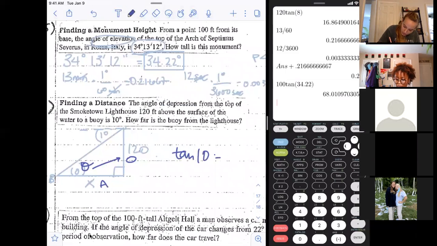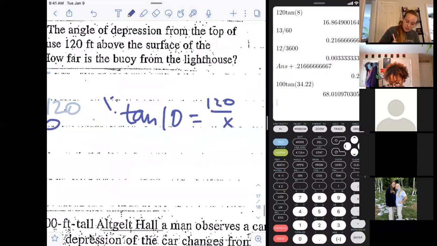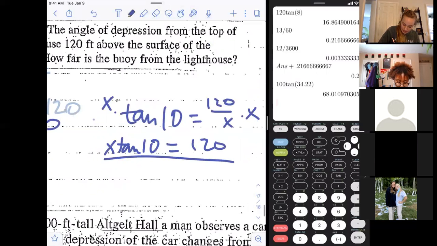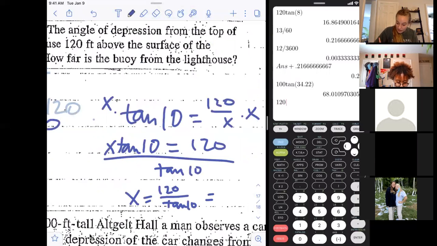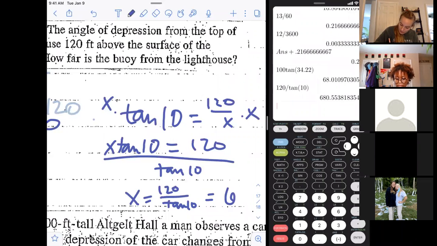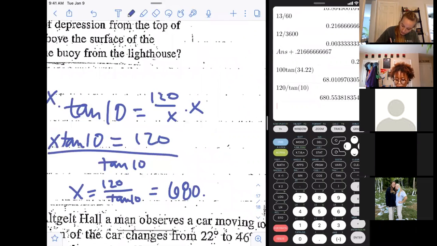Tangent of 10 equals 120 over X. And this is the hardest part of the problem, which we've done even harder than this, but just make sure you multiply by X from both sides and then divide by tangent. So we divide by tan 10 from both sides. So in the calculator, I'm physically putting 120 divided by tangent of 10. And I have not moved from degrees. So I'm trusting myself, it's in degrees. So 680.55 feet. That's how far away the buoy is from the base of the lighthouse.